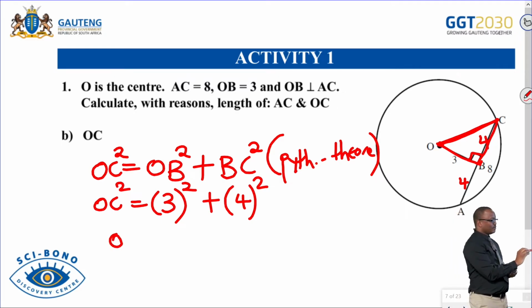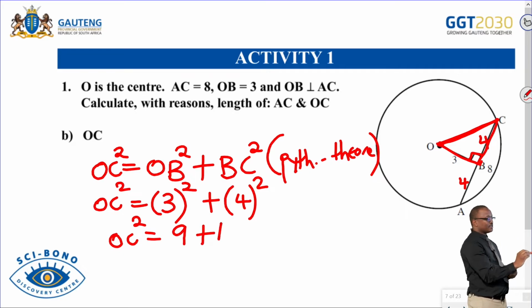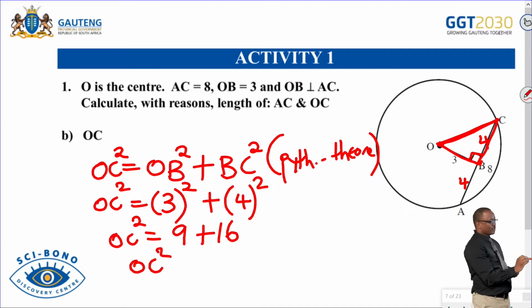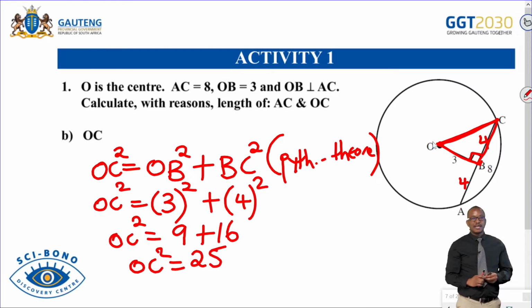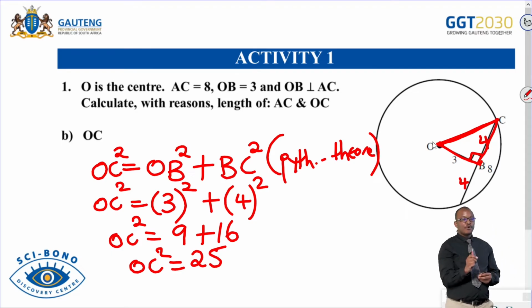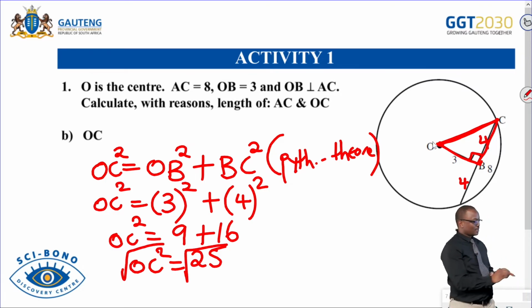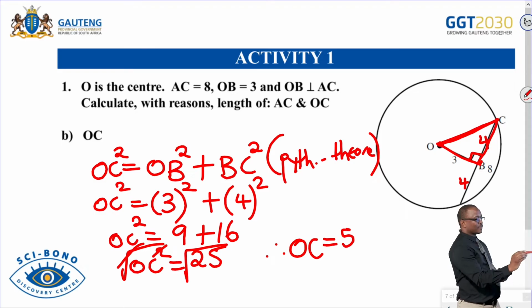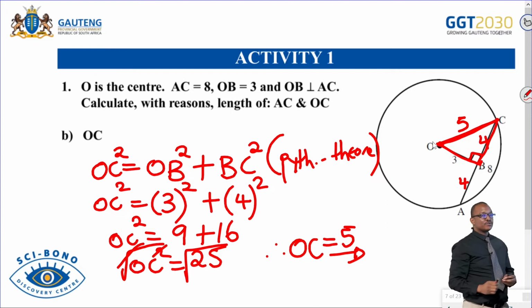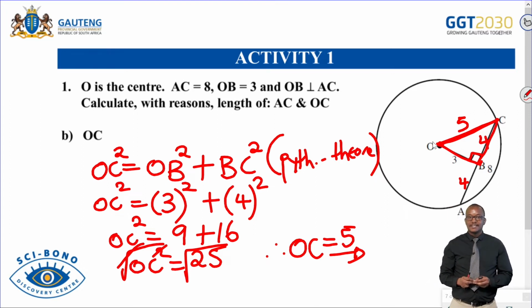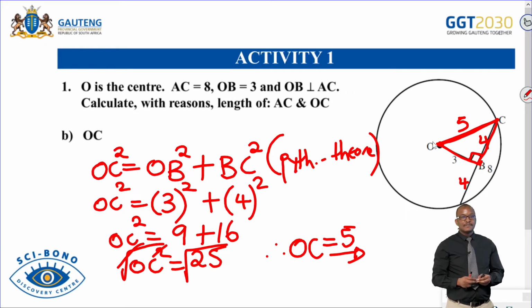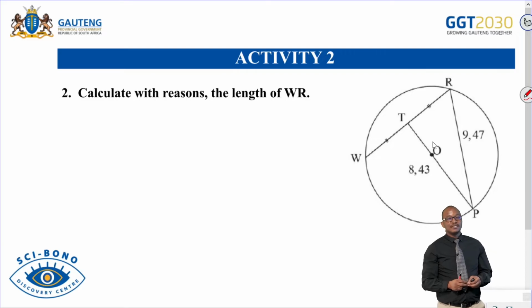Then now you will punch in your calculator that 3 squared is equal to 9 and 4 squared is equal to 16. Then your OC squared is going to be 25, because 9 plus 16 is 25. Then we're not looking for OC squared, we're looking for OC. That's where now you will introduce the square root on both sides. Remember, the square root will cancel the exponent of 2 there. So therefore your OC is going to be 5. So the length of OC there is going to be 5, the length of the radius. Remember, OC is a radius. So this is how you apply this type of theorem. Correct? Then now, let's look at the second activity.